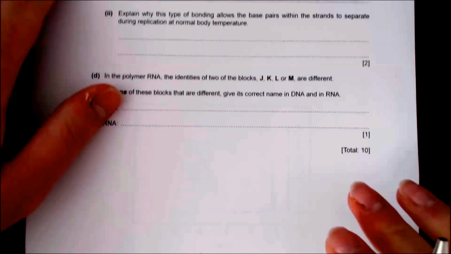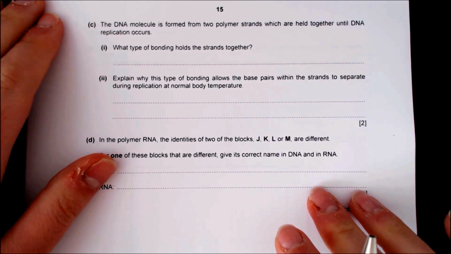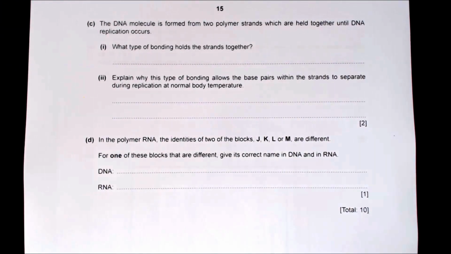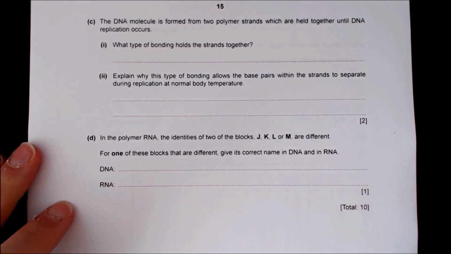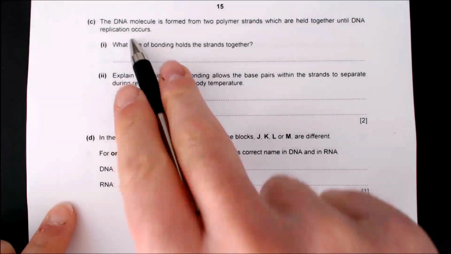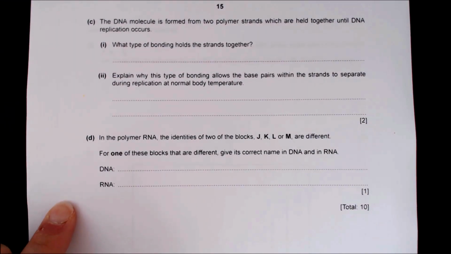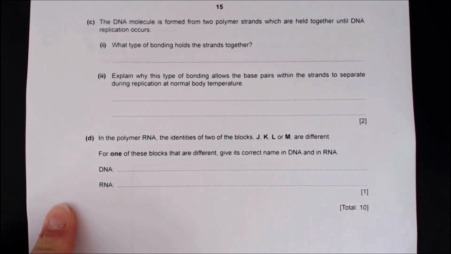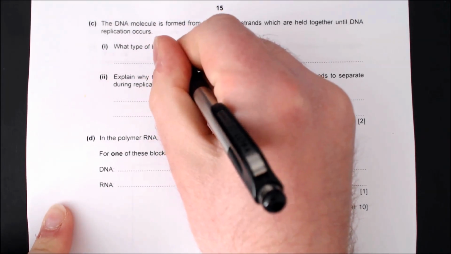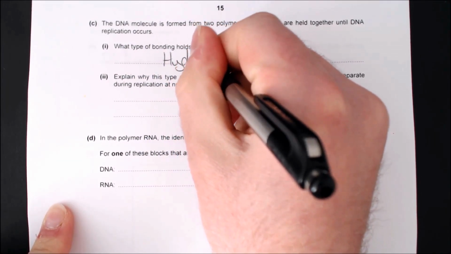Okay, so then, let's just drag that down there. It says the DNA molecule is formed from 2 polymer strands which are held together until DNA replication occurs. So obviously this is in the nucleus of the cell. It then says what type of bonding holds the strands together. This is hydrogen bonding. So you've just really got to know that one. It's always hydrogen bonding.